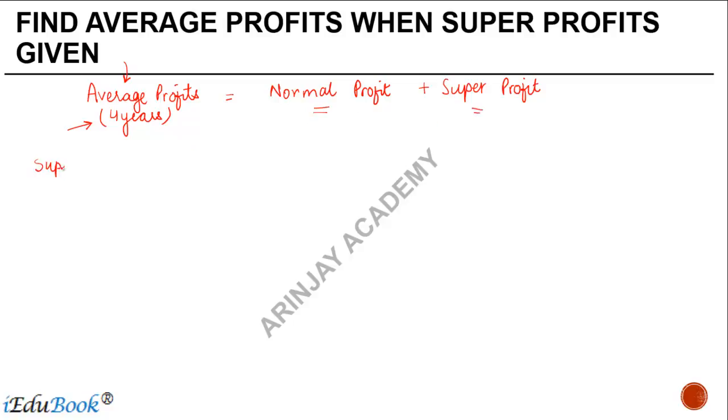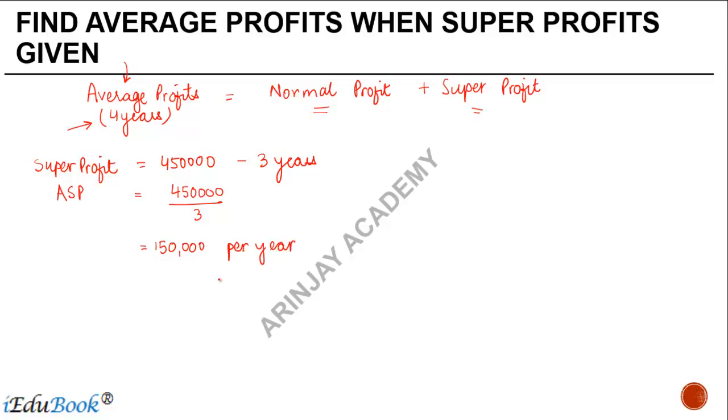Super profit you are given is equal to 4,50,000 for 3 years. Or in other words, the average super profit, ASP if I may call it, is equal to 4,50,000 divided by 3, or 1,50,000 per year.